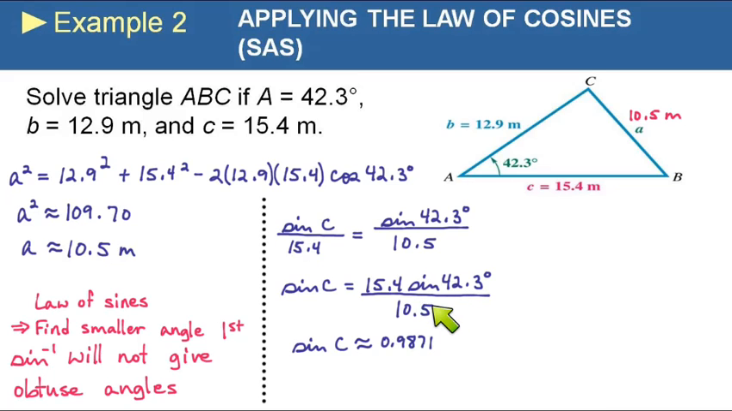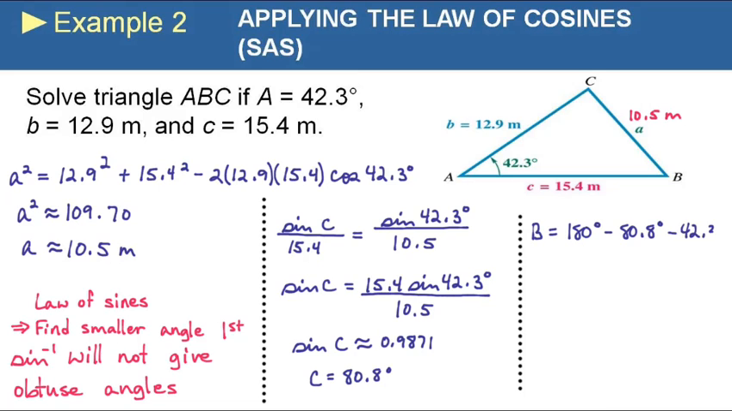If you plug all this into the calculator, you get about 0.9871. And do an inverse function. The sine inverse of this number will give you about 80.8. Okay, now to find angle B, all we have to do, since we know two angles, is just subtract from 180, and B is about 56.9.